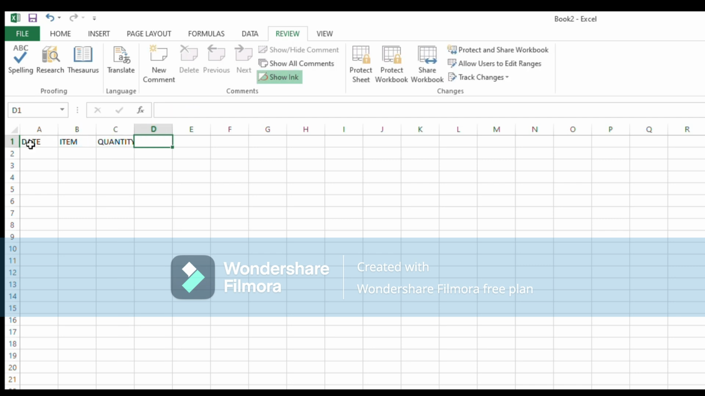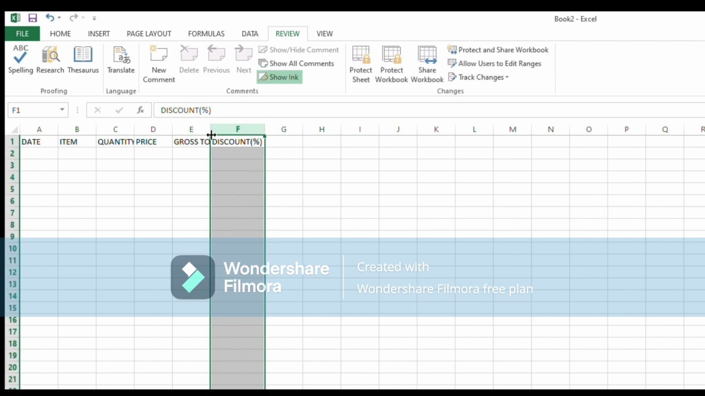Today we are doing Excel work, which every finance worker and others must want. Let's start. We are giving date and item, then quantity, then price, and then gross total, then discount percentage and final price.